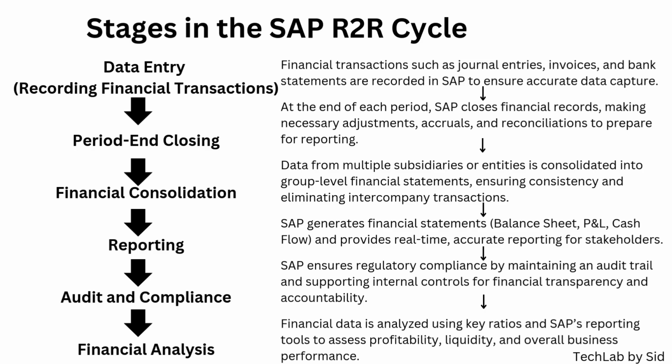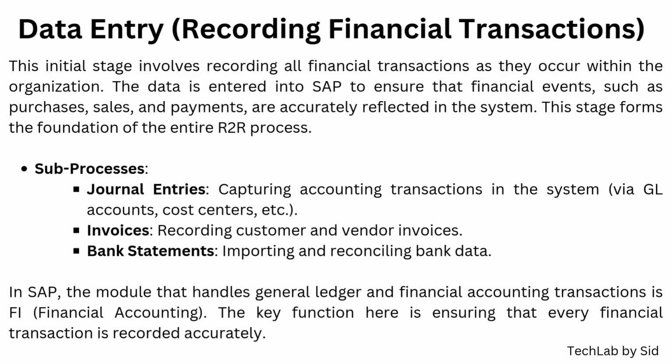SAP then generates financial reports, including the balance sheet, profit and loss statement, and cash flow, providing real-time and accurate reporting for stakeholders. The system also supports audit and compliance, maintaining an audit trail and internal controls to ensure regulatory adherence and financial transparency. Finally, financial analysis is conducted using key ratios and SAP reporting tools to assess profitability, liquidity, and overall business performance. Let's discuss each step of the R2R cycle, one by one.